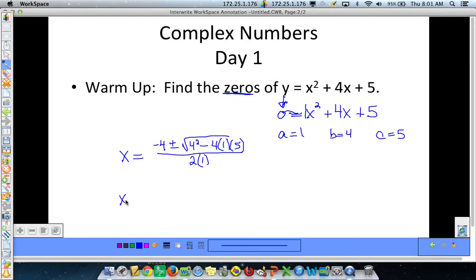Okay, so if you simplify this, you have negative 4 plus or minus the square root of 16 minus 20, so negative 4, divided by 2. If you try to do the square root of negative 4 in your calculator, you get an error because you can't take the square root of a negative number. So this is a problem. At this point, we're going to have to write no real solution.